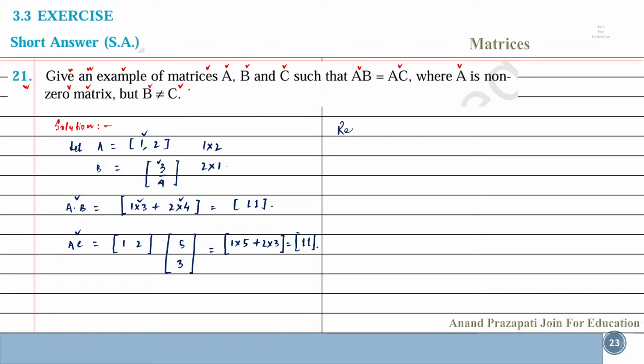Write down here required example of A, B and C. A equal to here 1 2, B equal to here 3 4, and C equal to here 5 3. So this one will be the answer of this question. However, there is no problem to understand the solution as well as the explanation of the solution of this question. If you have any doubt, write into the live chat box.